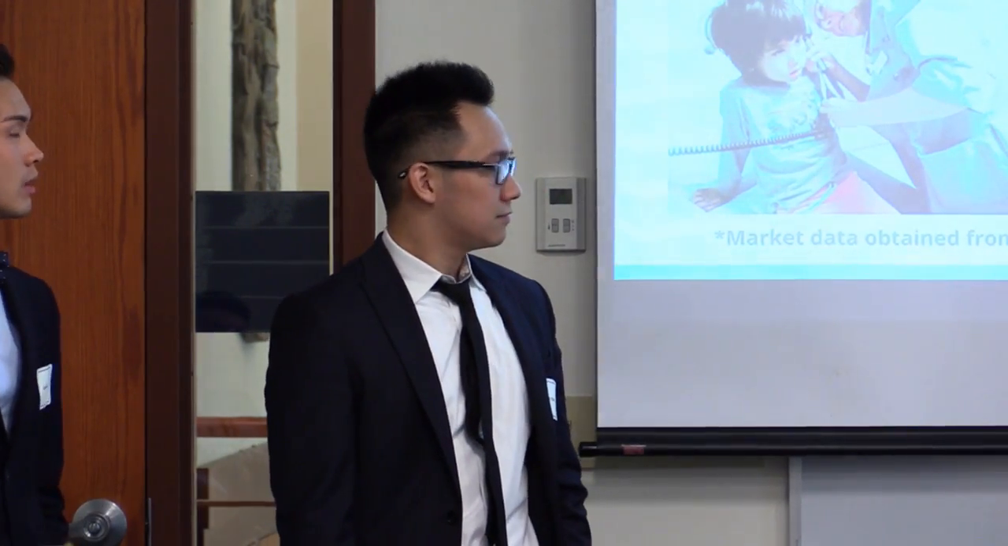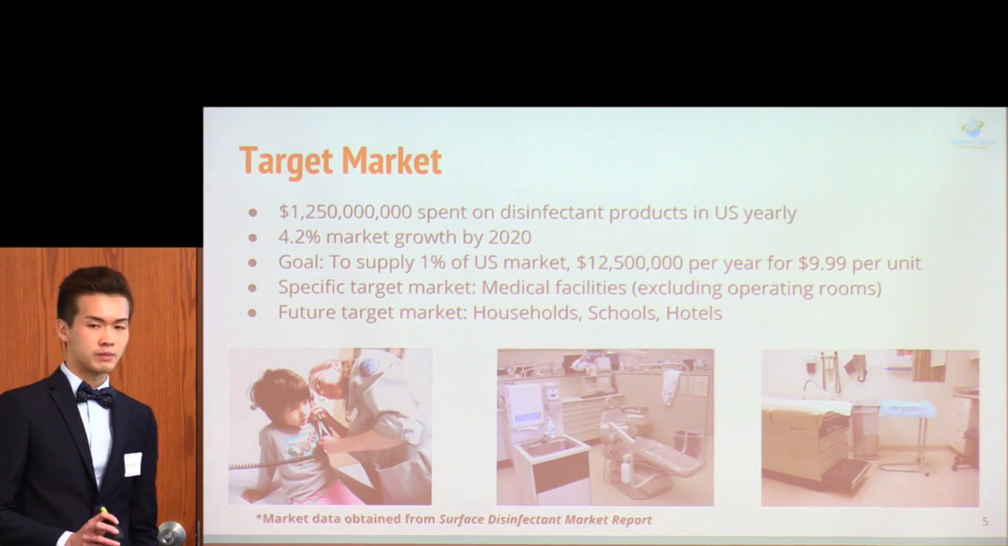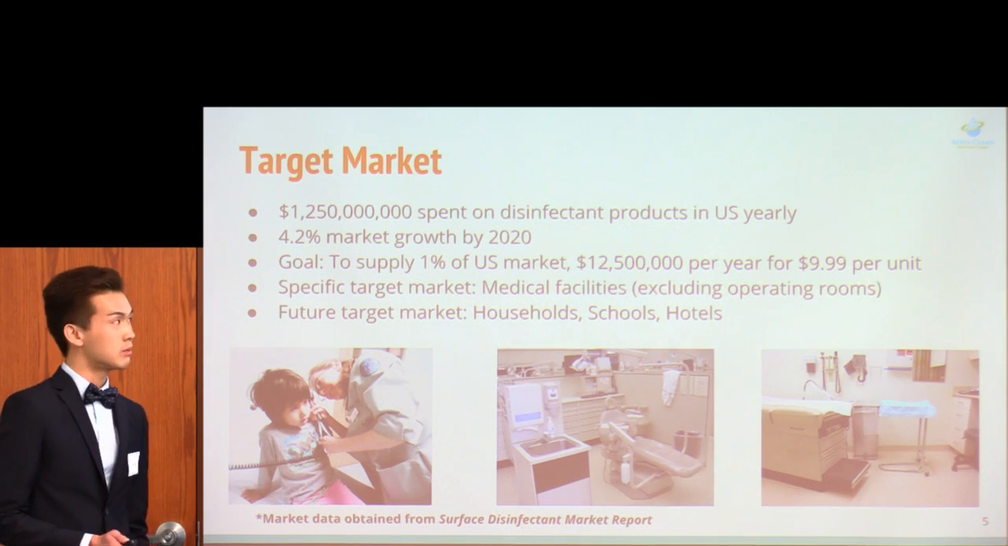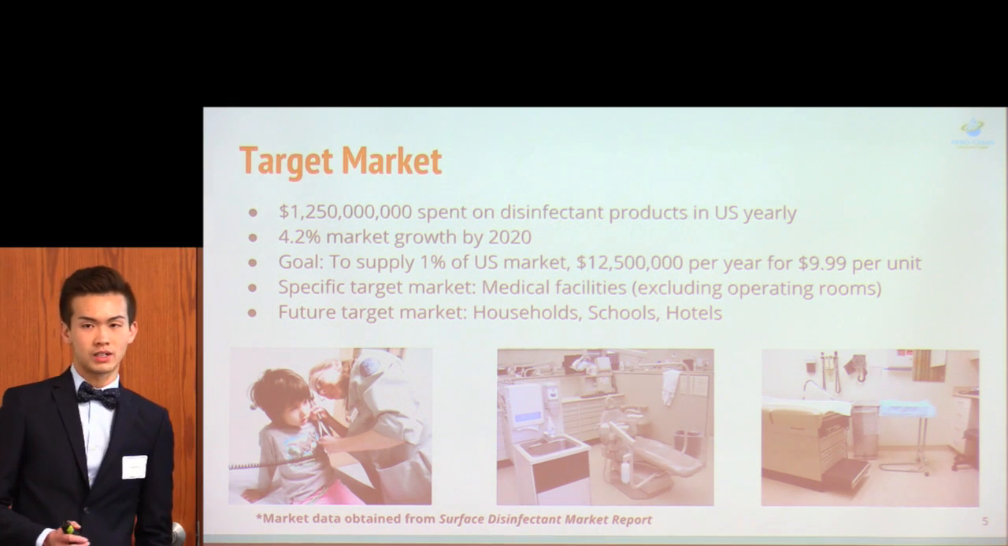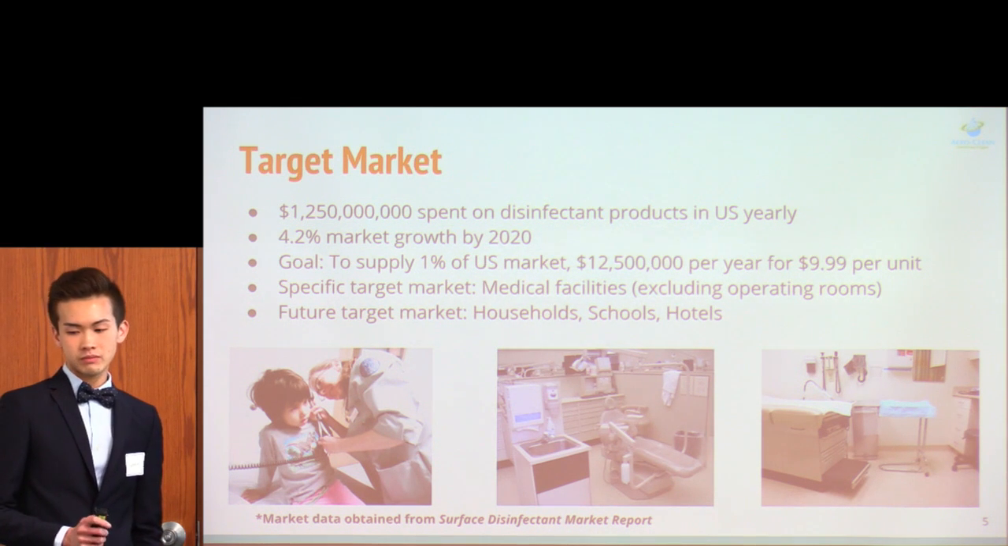So a little bit about our target market. We did a little bit of research and found that approximately $1.25 billion is spent on disinfecting products in the U.S. yearly, with an expected market growth of 4.2% by the year 2020. So our goal is to supply 1% of the current U.S. market, so approximately $12.5 million. And we're trying to develop a product that will sell for approximately $10 a unit.